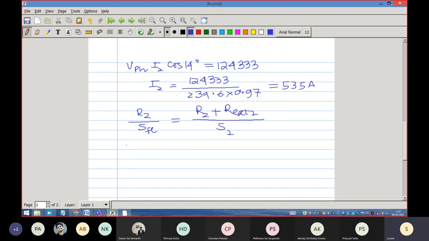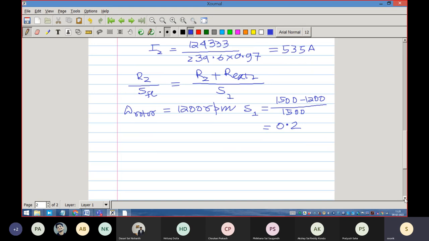Let me calculate for omega rotor equal to 1200 RPM. That is one of the conditions given. So when omega rotor is equal to 1200 RPM, what is the S1 corresponding to this? That is 1500 minus 1200 divided by 1500. So it is 300 by this, so 1/5. So it is 0.2. That is the slip. Okay.